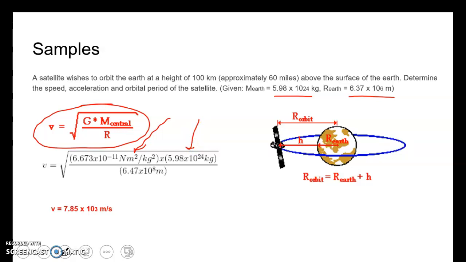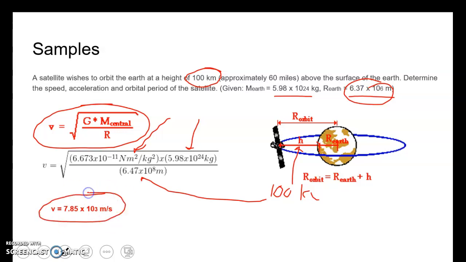Now, the distance is from the center of the Earth to the satellite, which means we got to take the radius of the Earth, and then we have to add to that this 100 kilometers, all above the surface of the Earth that the satellite is located. So this number down here is radius plus 100, so it's 6.47 times 10 to the 8th. Put that on my calculator, take the square root, and I get an orbital velocity of 7.85 times 10 to the 3rd meters per second.